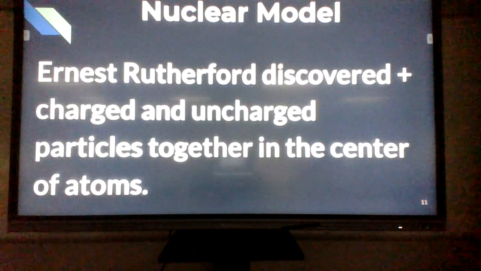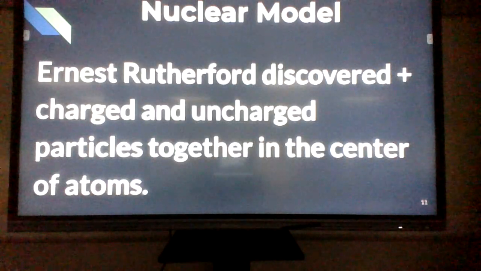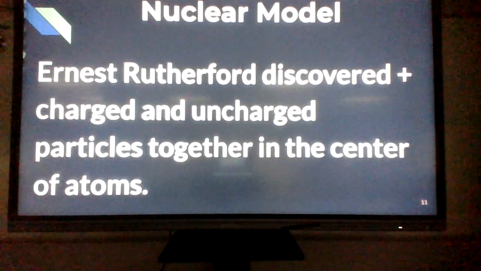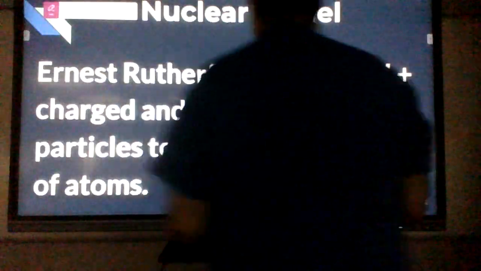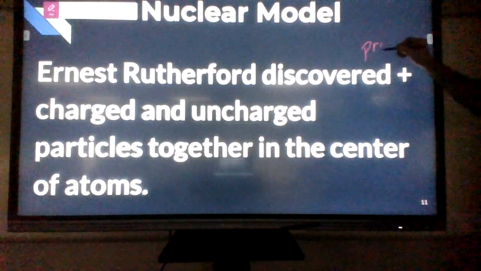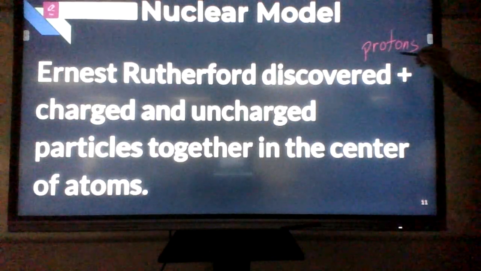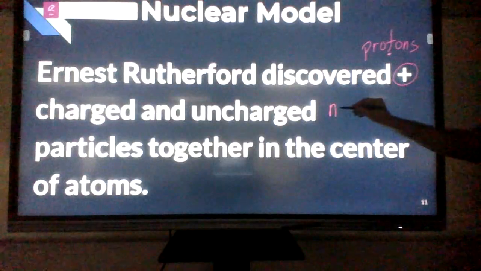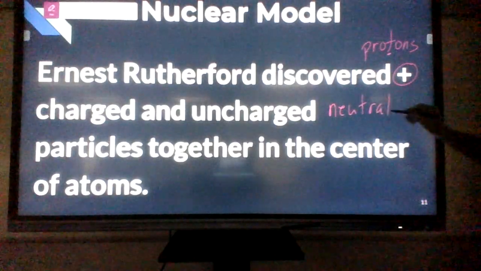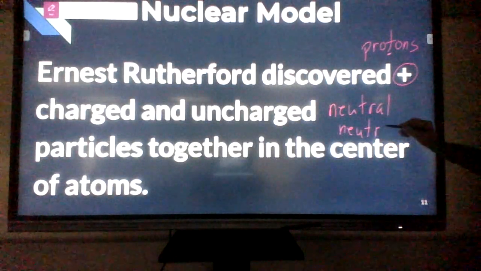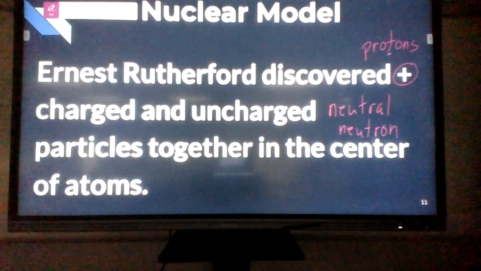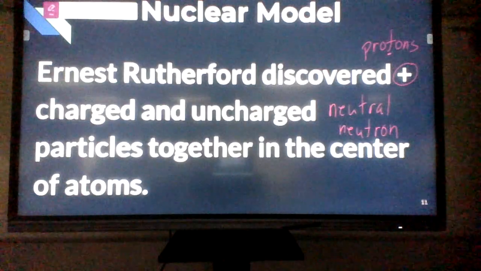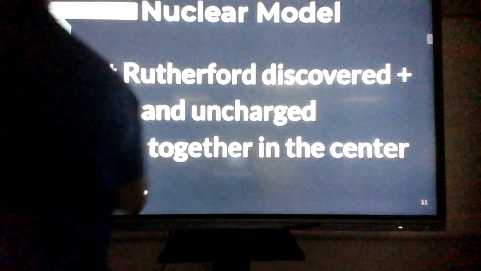So Ernest Rutherford, by doing experimentation with atoms, discovered the positively charged and uncharged particles together in the nucleus. Of course, we know now that the positively charged particles are called the protons. And you can kind of see a T right there. Looks a lot like a plus sign. Uncharged or neutral charge led to the name neutron. So Rutherford, doing what's called the gold foil experiment, which you'll see in just a moment, discovered these two kinds of particles in the middle of the atom.